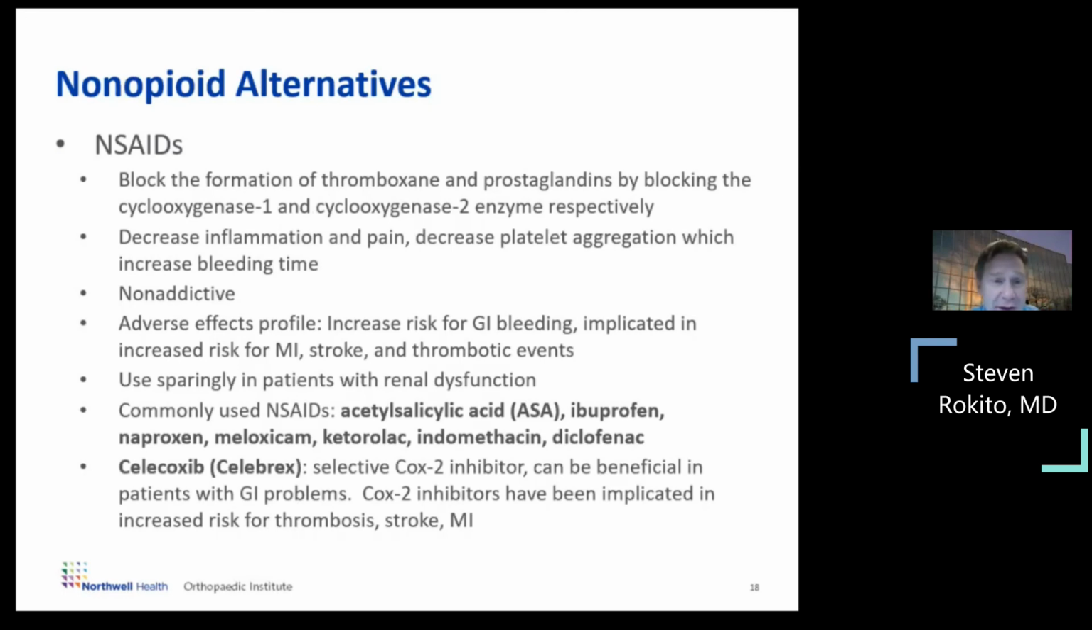However, they do carry an adverse effect profile of the potential for increased risk for GI bleeding, and they've been implicated in an increased risk for MI, stroke, and thrombotic events. We need to use these sparingly in our patients with renal dysfunction. We're all aware of the commonly used NSAIDs. When it comes to Celebrex, this is a selective COX-2 inhibitor and this can be beneficial in patients with GI problems. COX-2 inhibitors have been implicated in increased risk for thrombosis, stroke, and MI.